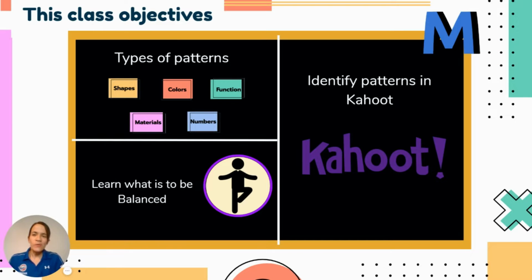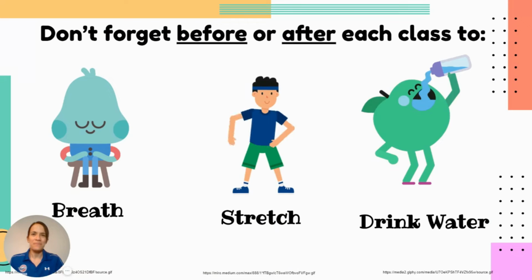In today's class, we'll learn about different types of patterns, how they are classified by shapes, colors, function, materials, and numbers. We'll also learn what it is to be balanced, a very useful and important IB attribute. And at the end, we'll learn how to identify patterns using Kahoot. I'm sure you'll have a lot of fun.